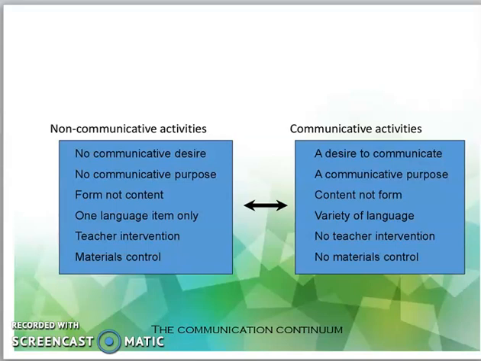Non-communicative activities and communicative activities. In non-communicative activities, there is no communicative desire, no communicative purpose, form, not content, one language item only, teacher intervention, materials control. But vice versa, in communicative activities, there is a desire to communicate, a communicative purpose, content, not form, variety of language, no teacher intervention, no materials control.